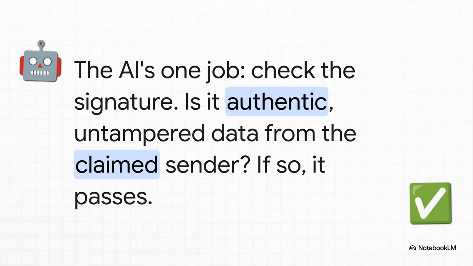So what's this AI actually doing? Well, it's not reading your messages or looking at your photos. Think of it like a bouncer at an exclusive club who only checks IDs. All it does is look at the data's signature, its digital passport, and asks one simple question. Is this authentic, and does it really come from the person it claims to? If the seal is intact and the signature is valid, it gets waved right through. If not, access denied. It's a simple but incredibly powerful security check.